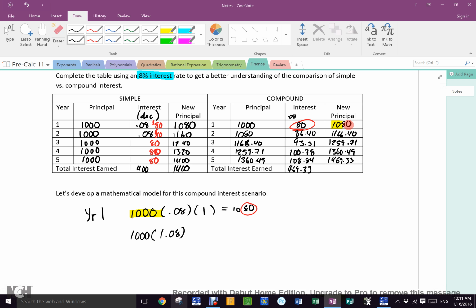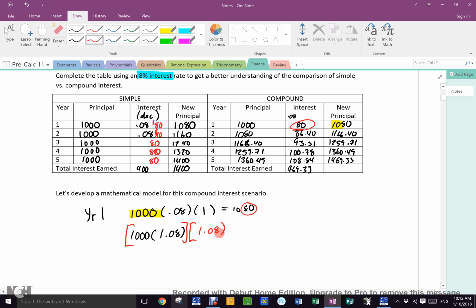And then what did I do the next time? I took this number, because that's my new principal, isn't it? And what did I multiply it by to get this 1,166.40? I multiplied it by 0.08 again, right? But I had to keep that original 1,080. So really I multiplied it by 1.08 again, didn't I? Is everybody with me? Everybody's good?